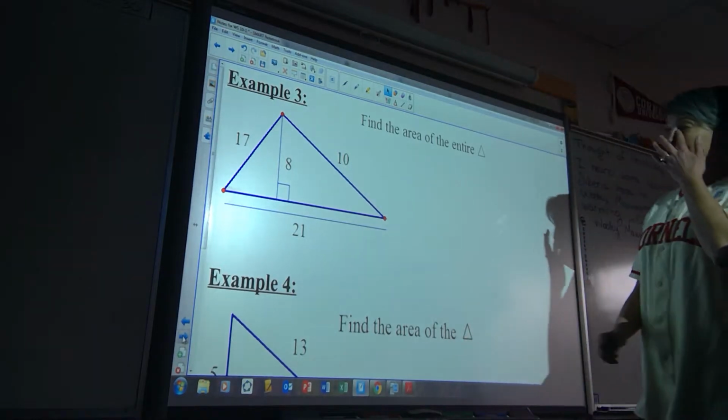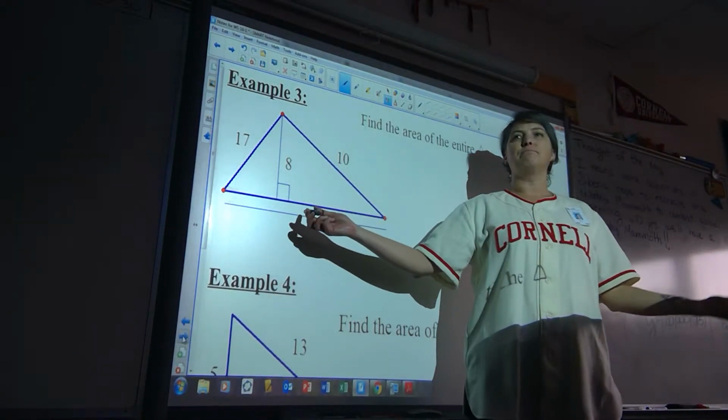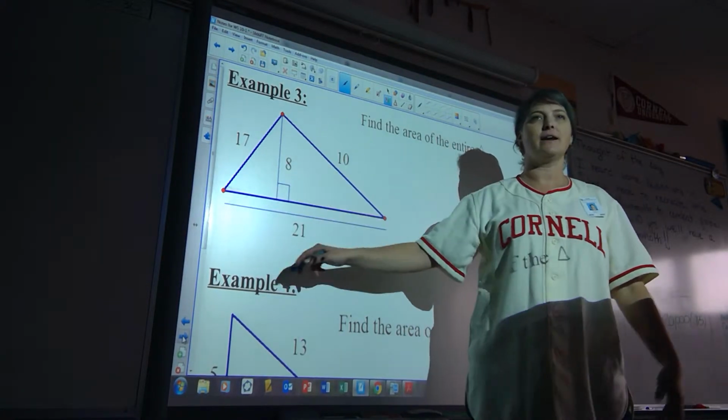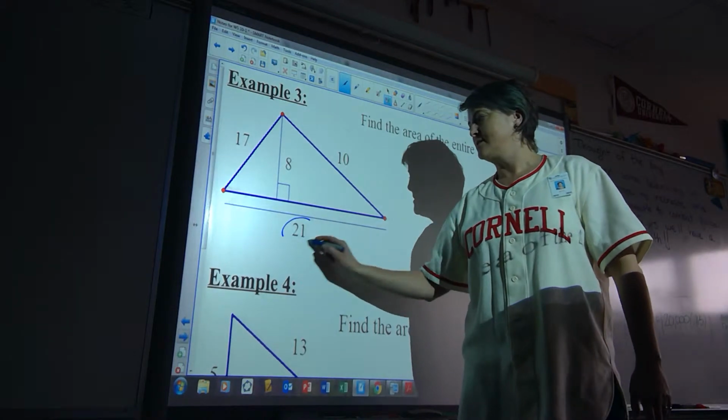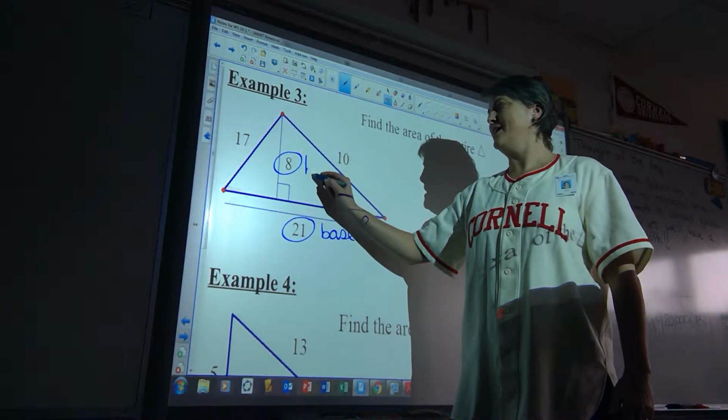All right, so something like this, the entire triangle, you're going to like pictures like this. This is pretty basic, right? You've got a horizontal line and a vertical line. Great. This can be your base. This can be your height.